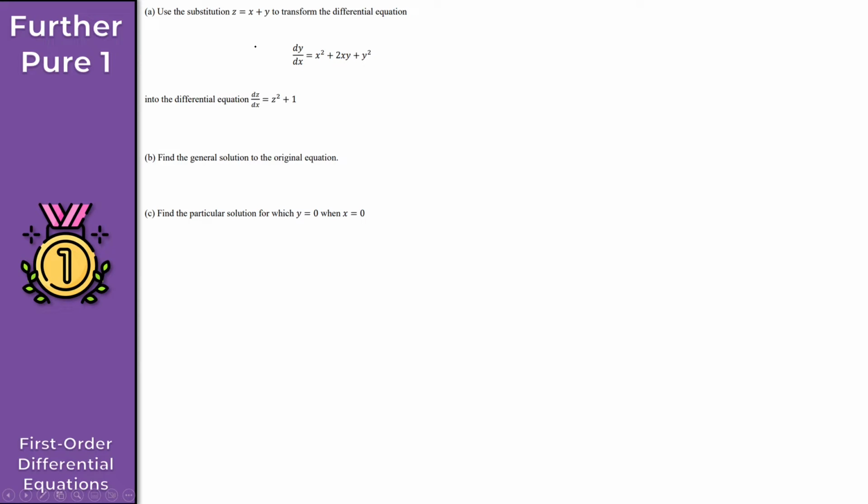For part A, it says use this substitution, z is equal to x plus y, to transform this given differential equation into this differential equation here. To get us started, hopefully you might recognize that dy by dx, x squared plus 2xy plus y squared, is just the same as (x plus y) squared. Notice as well that our substitution is z equals x plus y. So if I've got (x plus y) squared for dy by dx, that's just the same as z squared.